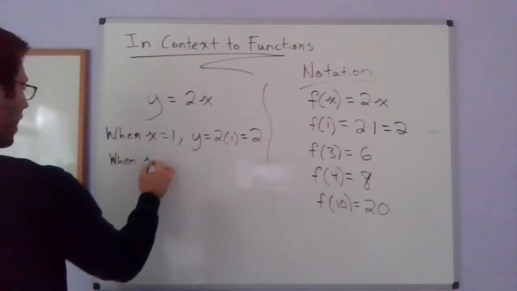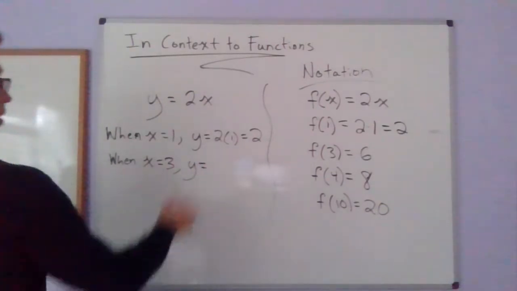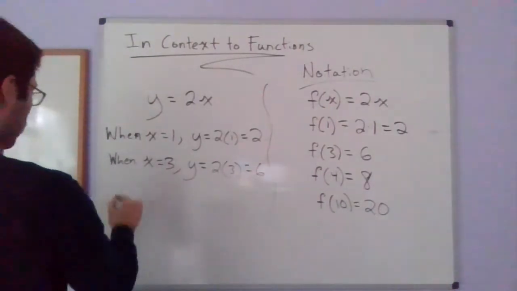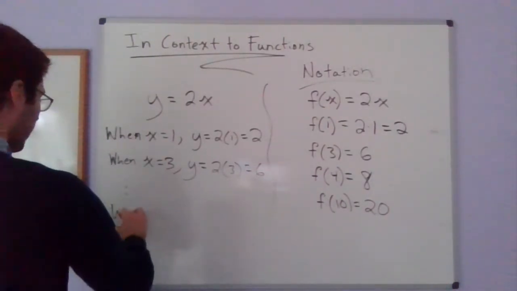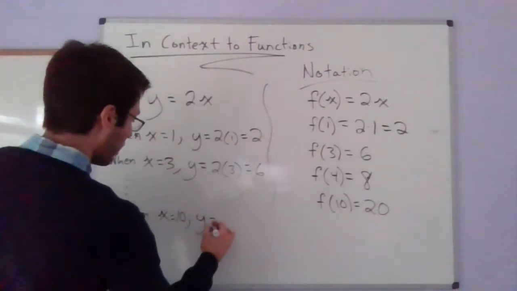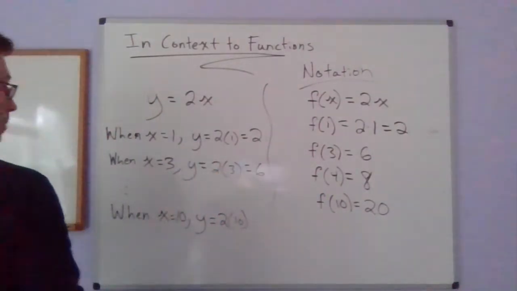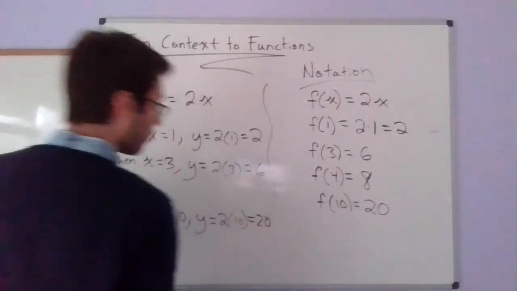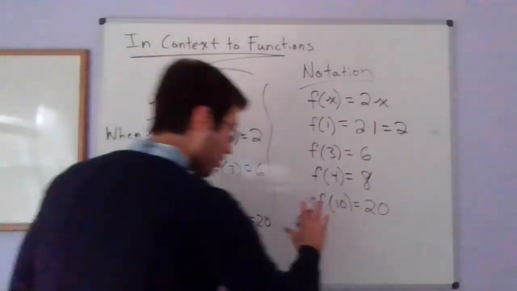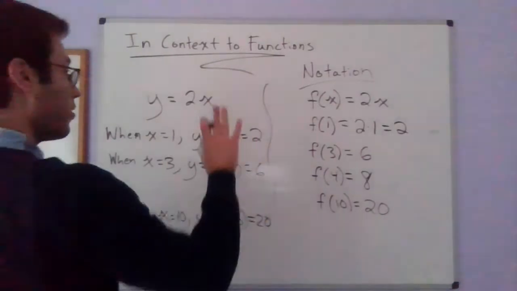When x is equal to 3, y would be equal to 2 times 3, which would give me 6. When x is equal to 10, y would be equal to 2 times 10. We're replacing x with 10 by substitution, so that would give me 20. So we see here this is a good, pedantic way of expressing what functions are. It's a shorter and more concise, better way of doing it.